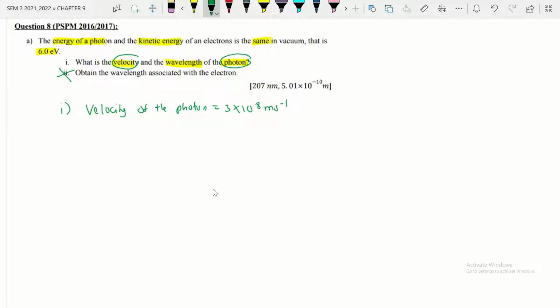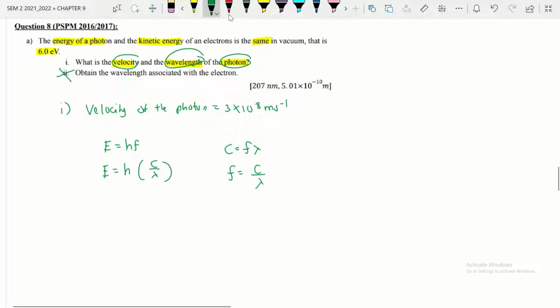Okay, now kita nak cari wavelength dia. So, how do we calculate the wavelength? Senang saja. Kita kan tahu energy equals to HF. Tapi kita tak ada frekuensi. Kita bukan nak cari frekuensi, kita nak cari wavelength. Jadi dia akan jadi energy equals to HC over lambda. Sama juga, C equals to F lambda. Jadi F akan sama dengan C over lambda dan miss substitute sahaja.